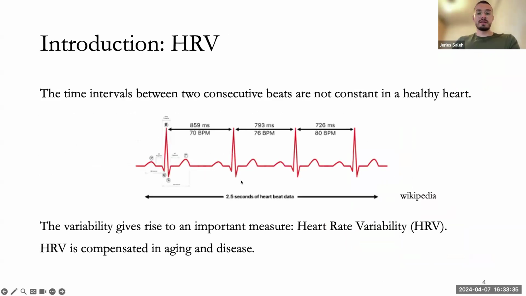Moreover, this variability defines the heart rate variability, which is a very important measure, and it is compromised in aging and disease. It's actually lower in aging. So one can say that without it, we wouldn't be here.